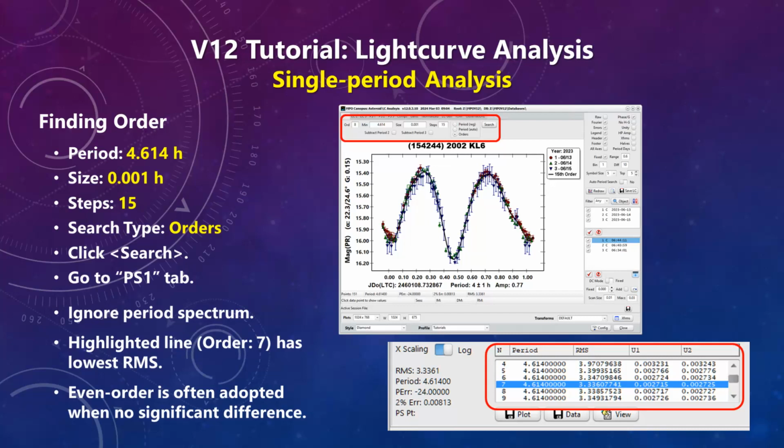Once you run the search, go to the PS1 tab and look at the bottom right. Ignore the plot itself, since all the X values are exactly the same. The highlighted line shows the order that gave the lowest RMS value. In most cases, the next highest even-numbered order is adopted, but only if the actual and adopted value don't change the final light curve results. This might occur when the data set is relatively sparse, especially if the light curve has a smaller amplitude, and/or the shape is not close to being symmetrically bimodal.